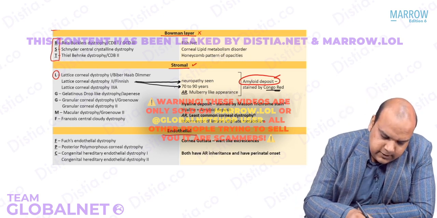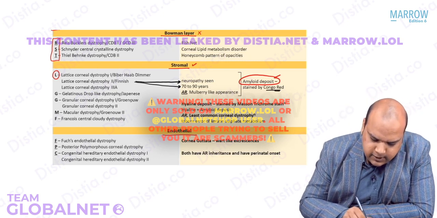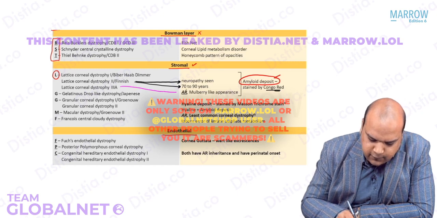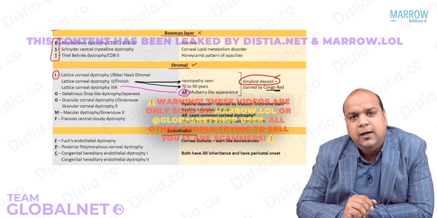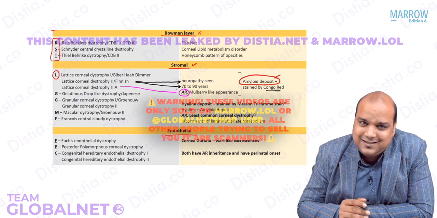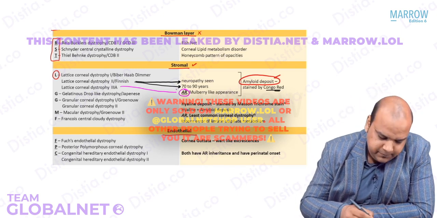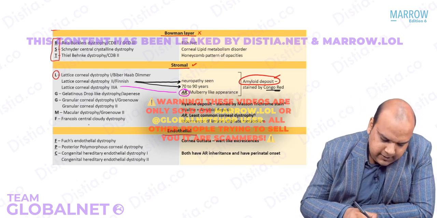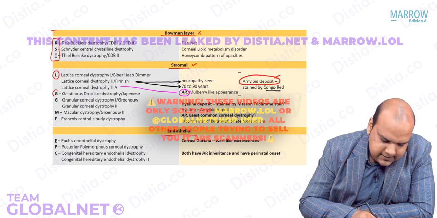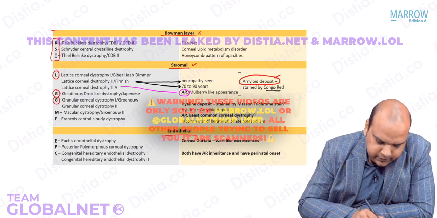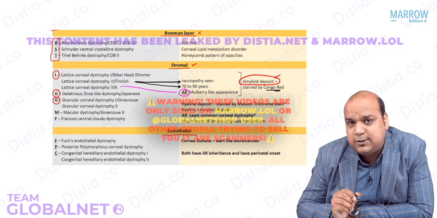If they want to ask you another question, they ask you lattice corneal type 3A instead of autosomal dominant is autosomal recessive. I don't think they will ask you this, but still the information is written for you here. Now, let's move on to another important dystrophy. Gelatinous, just remember the name. Now, another important dystrophy here is granular corneal dystrophy.